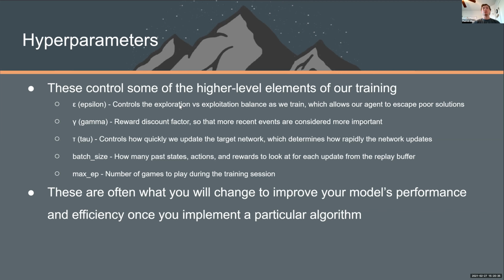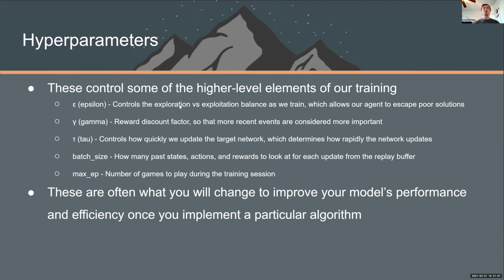Tau is an update to the target network. Now, target networks are something specific to a DQN, which is the algorithm we're doing, and basically this just determines how rapidly the network updates. I don't know if you guys have ever heard the analogy for machine learning of a ball in a valley and you're trying to find the bottom of the hill. That's what gradient descent in a nutshell does: it allows you to find the local minimum, or in our case, the local maximum score.